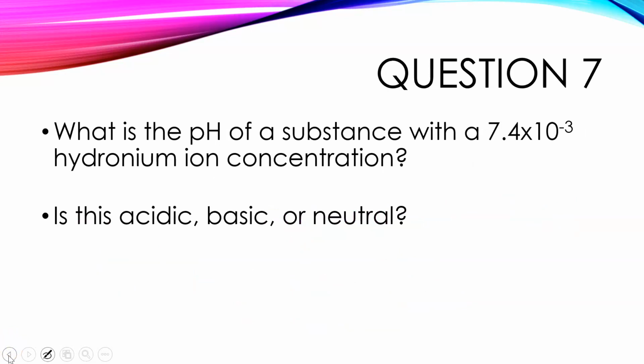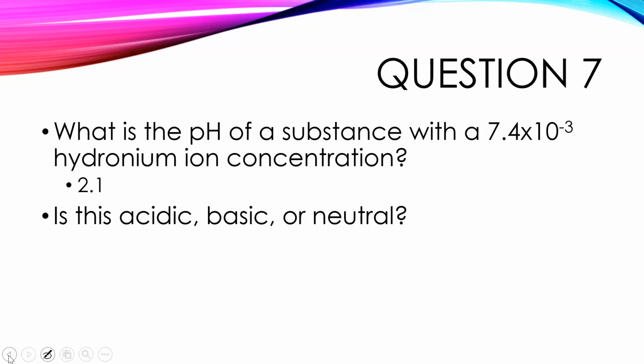In question number 7, you're asked, what is the pH of a substance with a 7.4 times 10 to the negative third hydronium ion concentration? Is this acidic, basic, or neutral? Pause this video and come back when you're done.